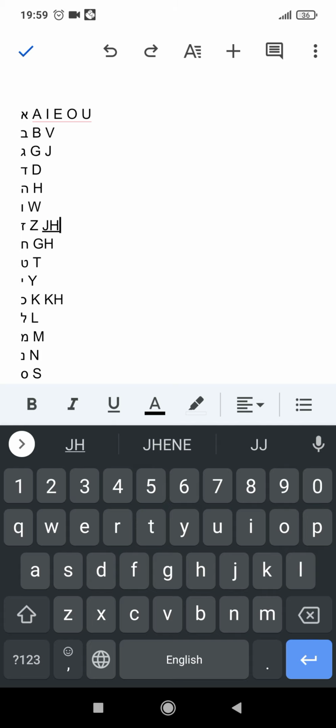Zayin can make two sounds, either Z or J. Now the difference between the two J's: the first J is like DJ or Jamaica. It's the English way of pronouncing the sound. The other is the French way to pronounce it, like je t'aime. It's a more soft sound, so I just wrote JH.